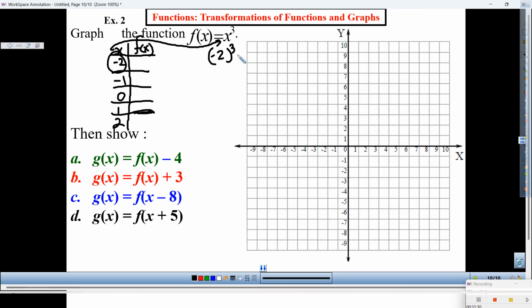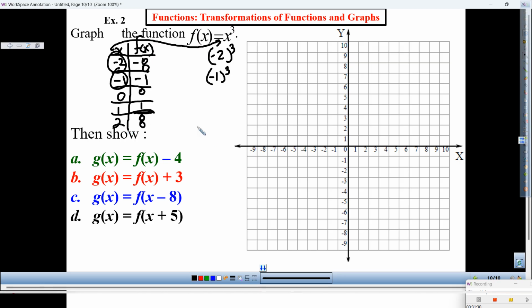All right. So, what is negative 2 times negative 2? Okay, let me repeat that again. What is negative 2 times negative 2? 4 times negative 2, negative 8. Write that in there, negative 8. Next one, negative 1. That means negative 1 to the third power. What is negative 1 times negative 1? 1 times negative 1, negative 1. 0 cubed is 0, 1 cubed is 1, 2 cubed is 8.